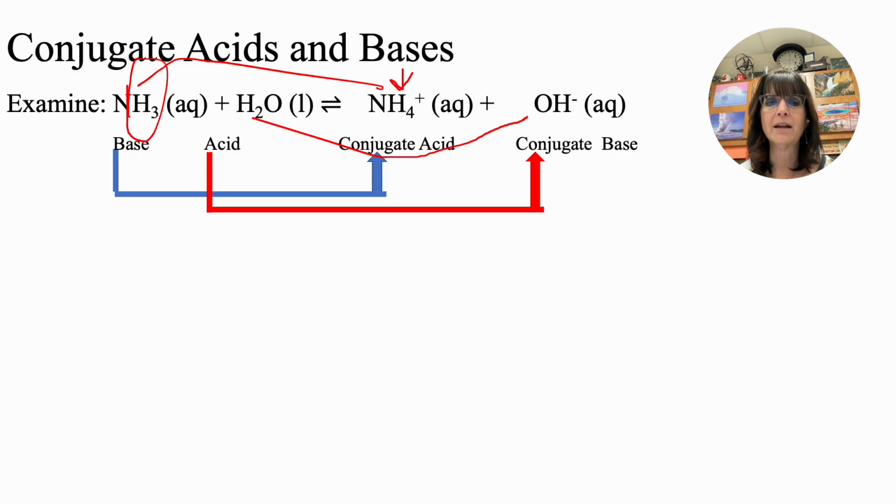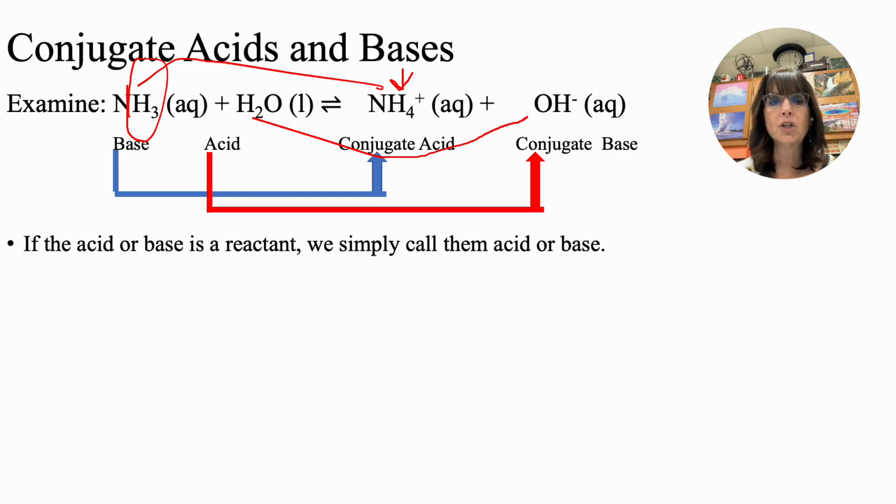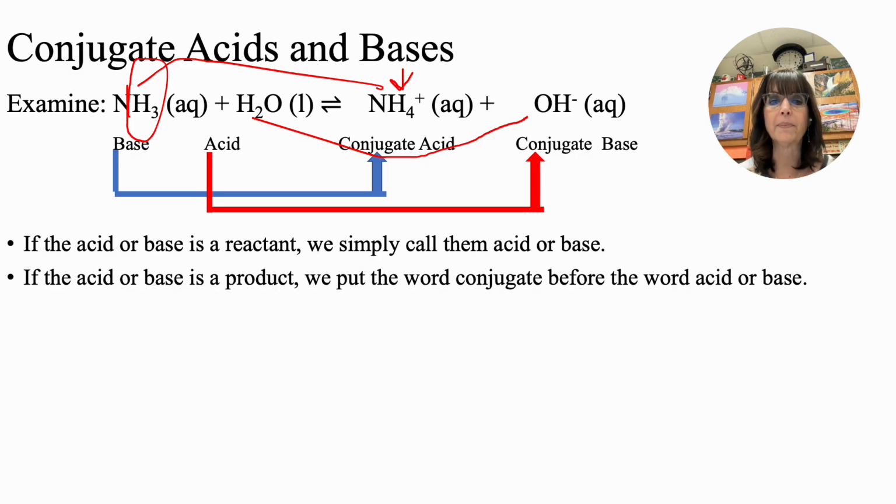Why do I say that? NH4 plus. Doesn't it want to get rid of that extra H? Yeah. Now, water lost an H to become OH negative. This makes it a base because doesn't the OH negative want a hydrogen? Yes, it does. So if the acid or base is a reactant, we simply call them acid or base.